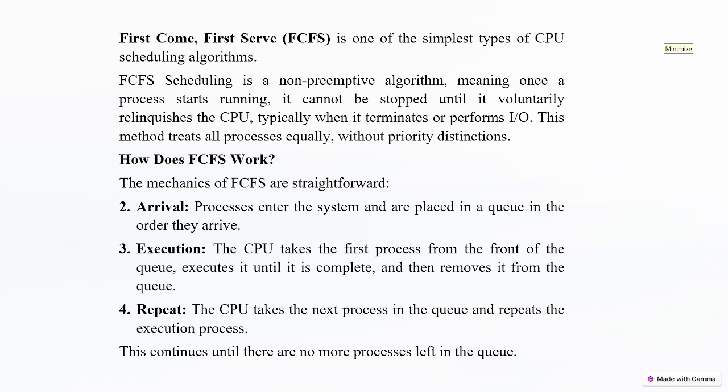The mechanics of FCFS are straightforward. It has three steps to execute FCFS scheduling: arrival, execution and repeat. In arrival, processes enter the system and are placed in the queue in the order they arrive. In execution, the CPU takes the first process from the front of the queue, executes it until it's complete, and removes it from the queue. And repeat, the CPU takes the next process in the queue and repeats the execution. It continues until there are no more processes left in the queue.